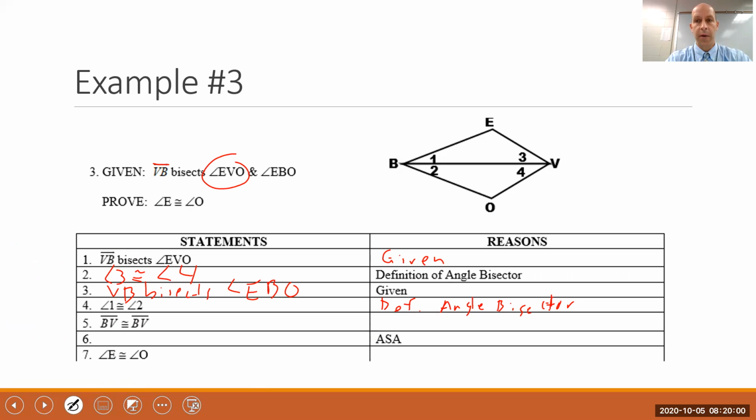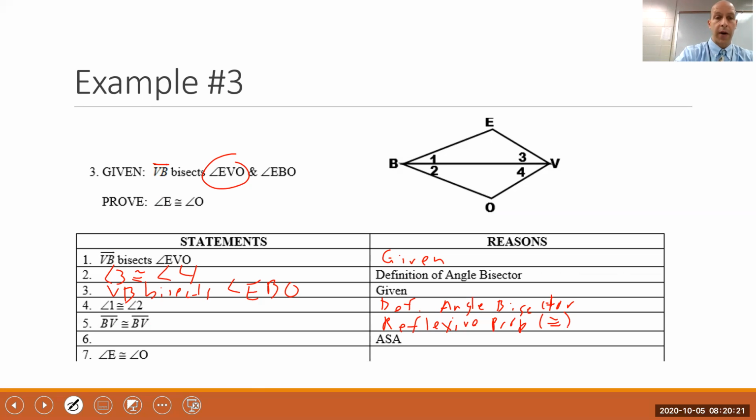Step 5, segment BV is congruent to segment, oh, we saw that on the last proof. That's reflexive. That's the reflexive property. It's technically the reflexive property of congruence. Step 6 says ASA, so that must be a triangle congruent to a triangle.